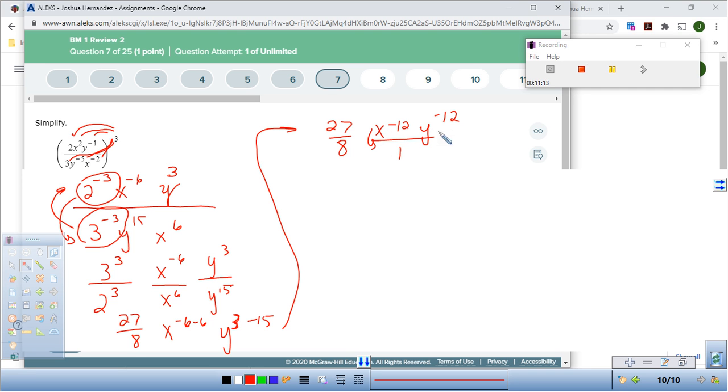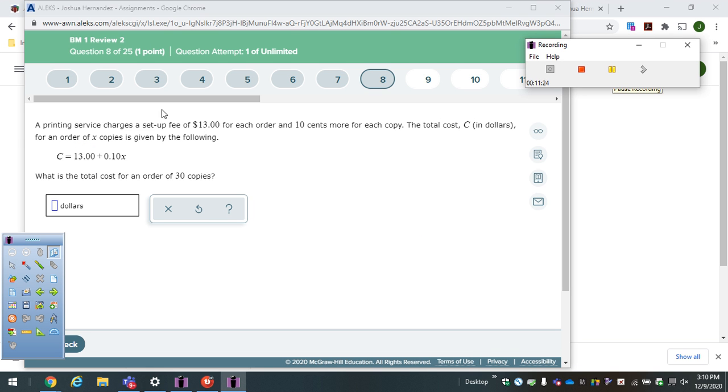I'll throw it to the denominator, throw it to the other side of the fraction. So on top, I'm going to have 27. On the bottom, I'm going to have an 8, and then x to the 12th, y to the 12th.